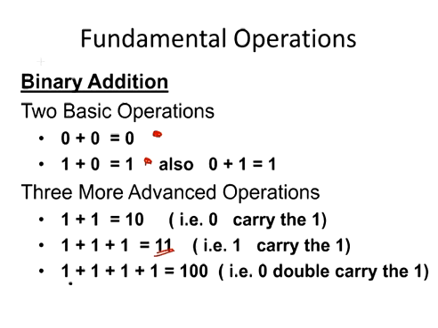If we had 4 ones, 1 plus 1 plus 1 plus 1, we would end up at 1, 0, 0. In decimal, that is 4. There we would leave a 0 and we would double carry the 1, as in we would move it to the second column on the left hand side rather than the first column on the left hand side. We would carry the 1 to that column.